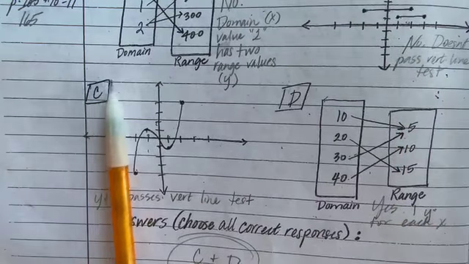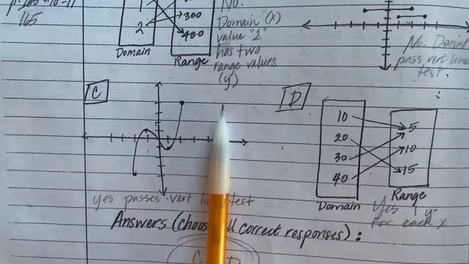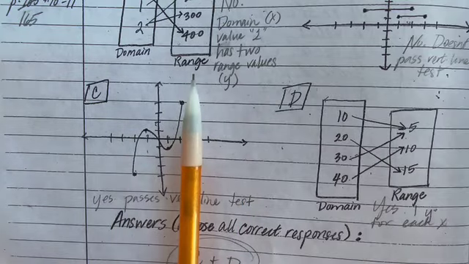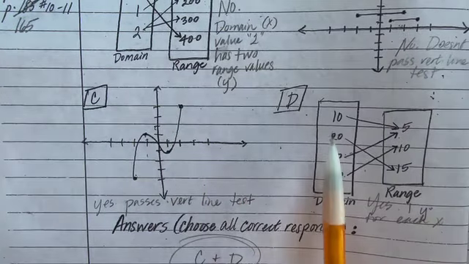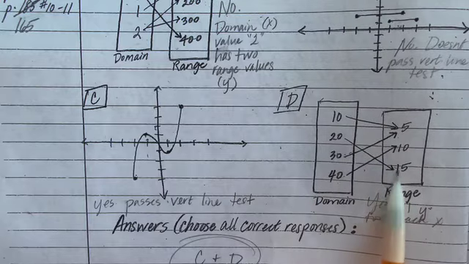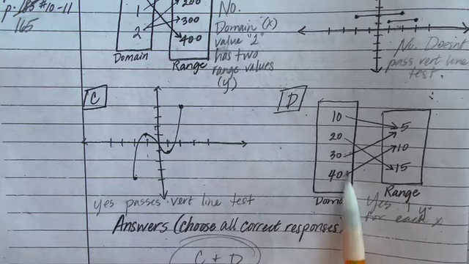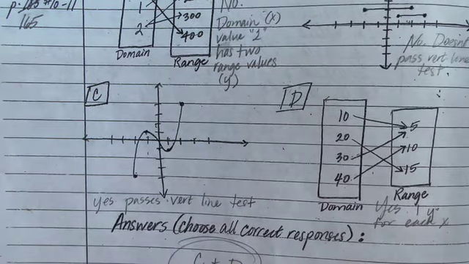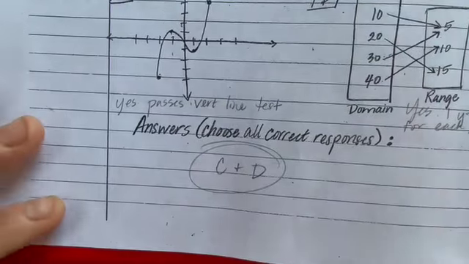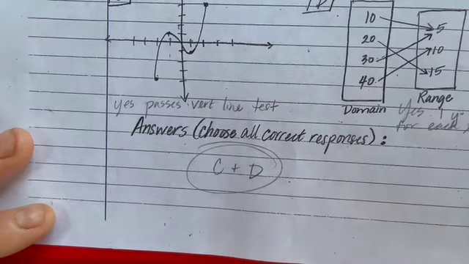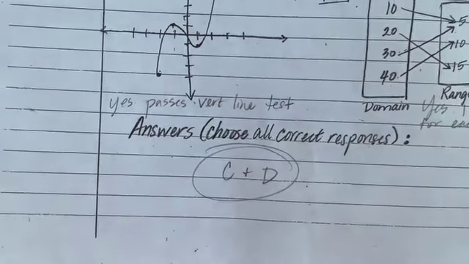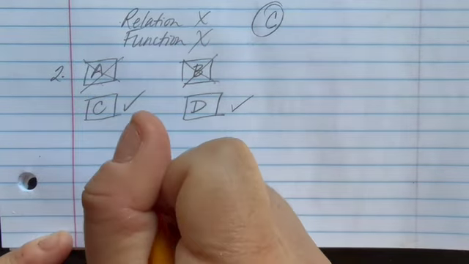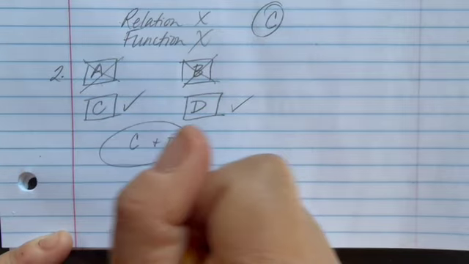This one passes. I don't touch any double y values when I pass my pencil through. It only touches 1 point at a time at any given time. And then letter D, each one of these has a single y value. Each x has one and only one y value, so this one passes. So when you're choosing your correct responses, your answers are C and D. Those are relations that are also functions. All right. So my answers here are C and D.